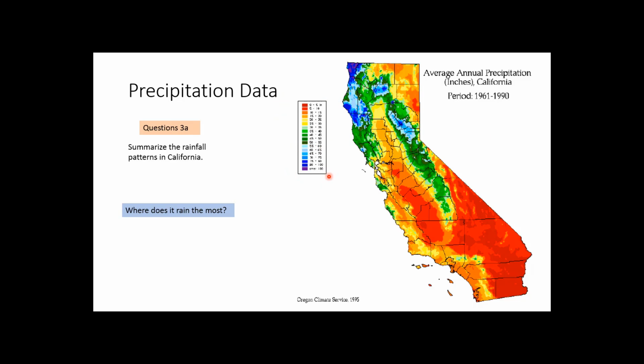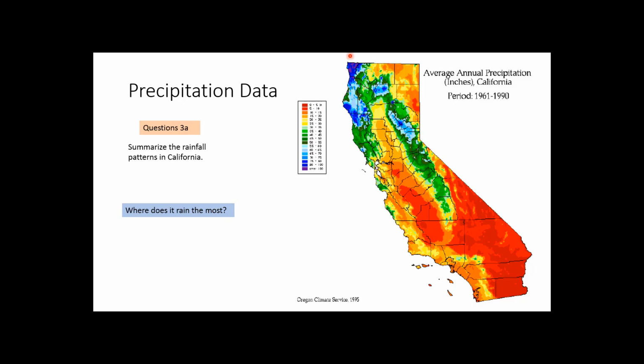You can see that the most rain is over 100, and that tends to be the bluish color. So the most rain tends to be bluish, medium rain is greenish, and less rain is yellow, and then red is the least. Okay, so summarize, where does it rain the most?